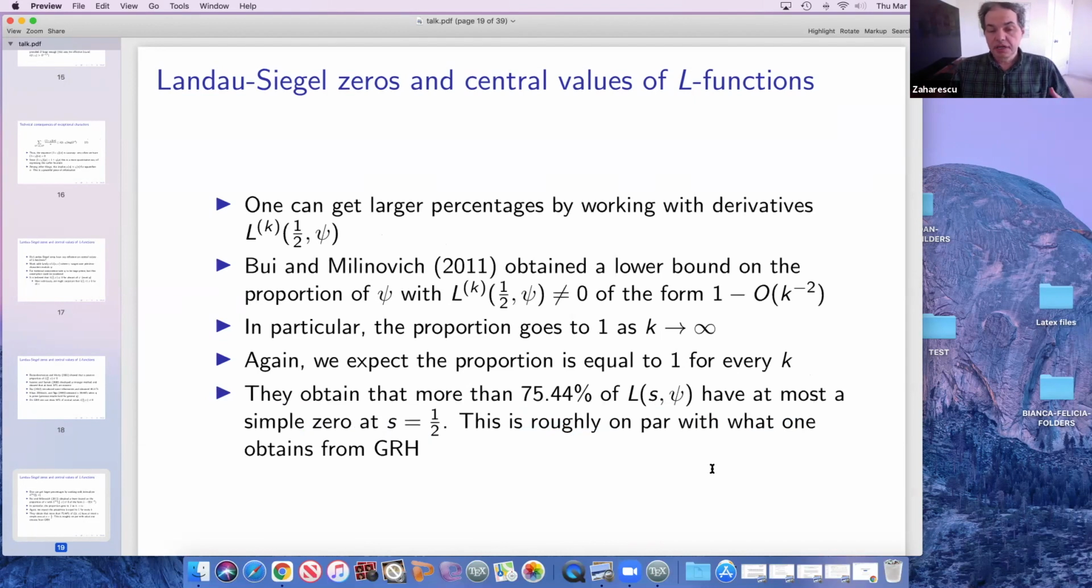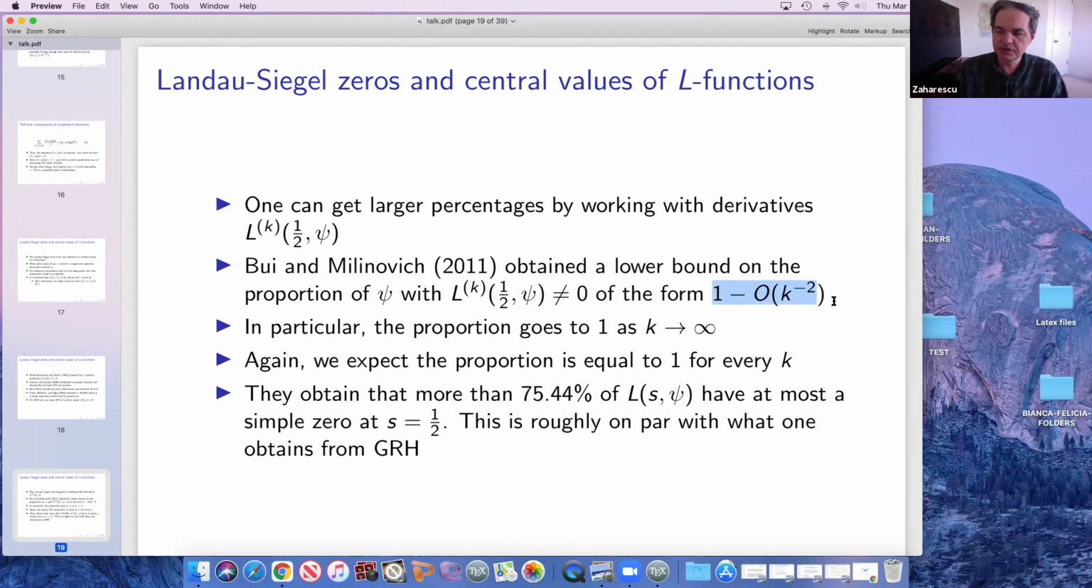And if one instead works with the derivative of these functions, then one can prove that higher and higher percentages of these derivatives are not zero at the central point. Bui and Milinovic in 2011 obtained a lower bound on the proportion of psi for which the k-th derivative is not zero, of the form 1 minus big O of 1 over k squared.